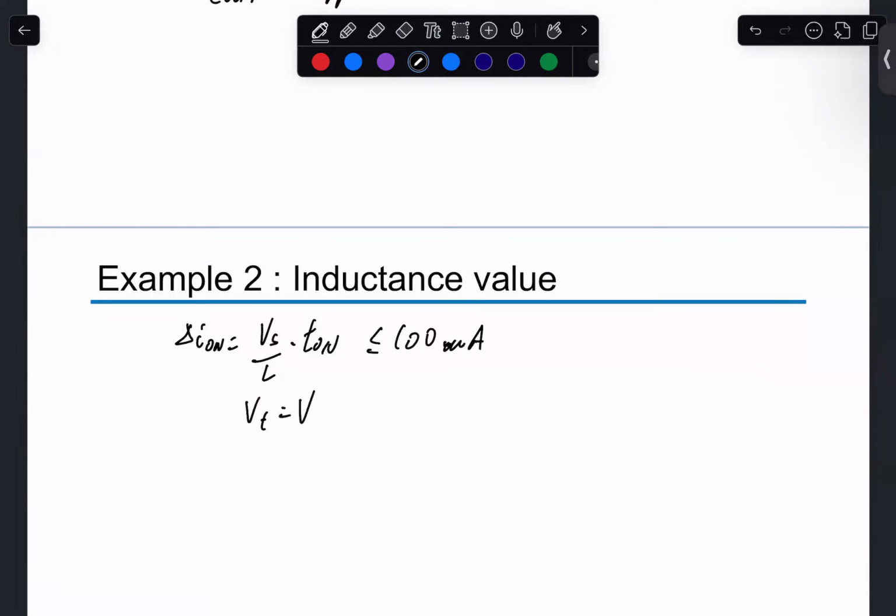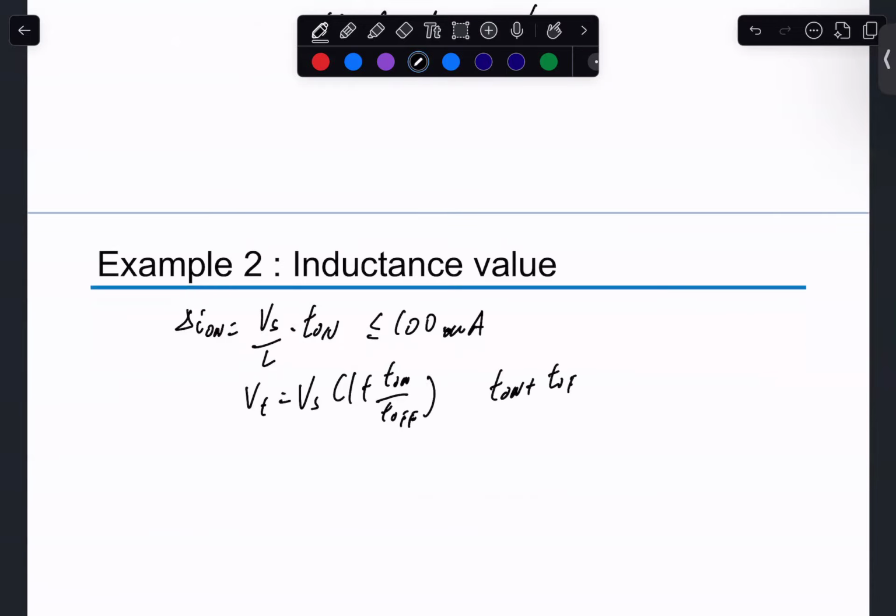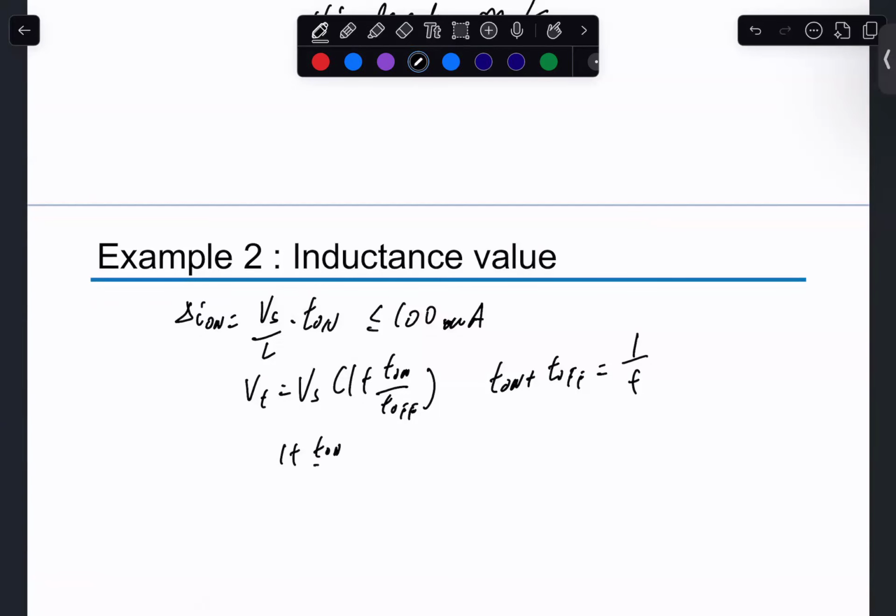We have Vt equal to Vs times (1 plus T on over T off). This is one equation. We have another equation: T on plus T off is equal to 1 over the frequency. So we have two equations now: T on over T off is equal to 50 over 20, and T on plus T off is equal to 1 over 5 kilohertz, which is 0.2 milliseconds.